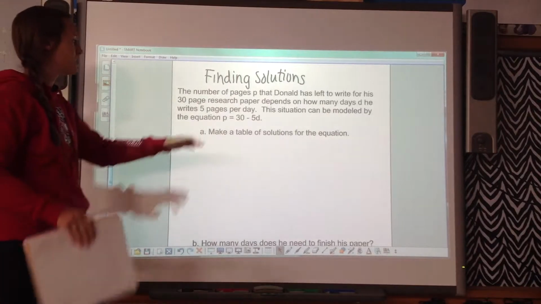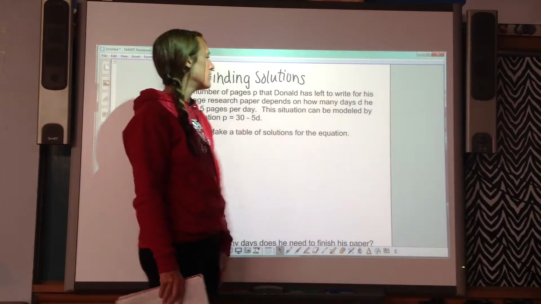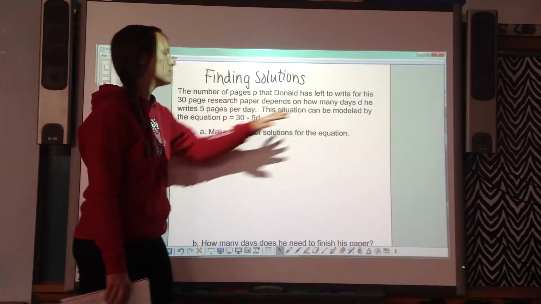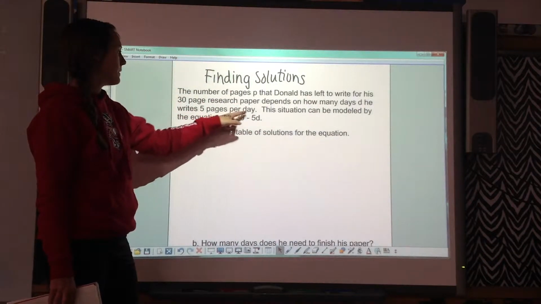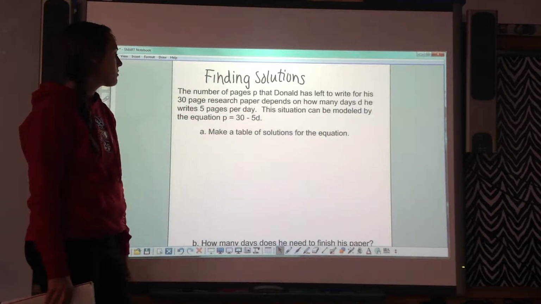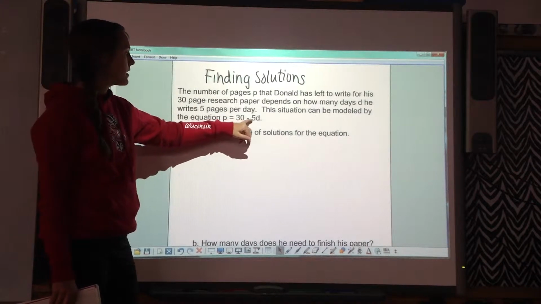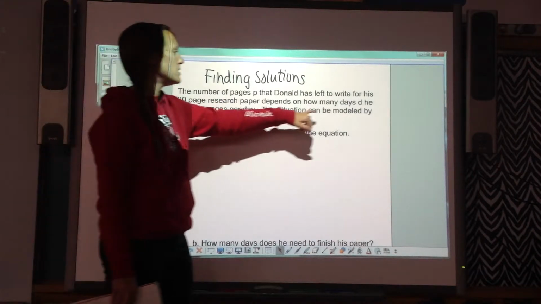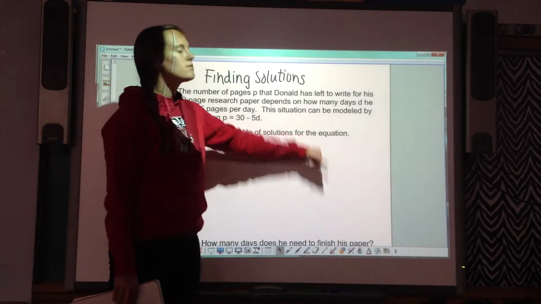The number of pages P, now P stands for pages, that Donald has left to write for his 30-page research paper depends on how many days, D stands for days, he writes 5 pages per day. This situation can be modeled by the equation, look, they give us an equation, P equals 30 minus 5D. Now remember, P stands for pages and D stands for days. Make a table of solutions for the equation.